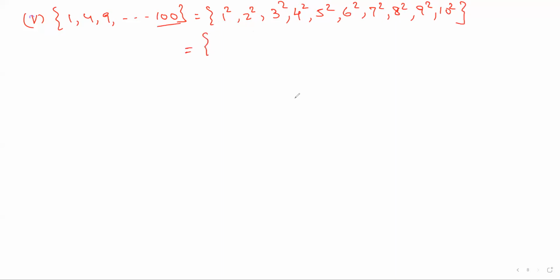So here you have a common pattern. Something to the power 2. The base value is n to the power 2, and n can hold any value from 1 to 10. So this is a set of all x such that x is equal to n square, n is a natural number and the value of n lies between 1 till 10, or you can write n less than 11. Next.